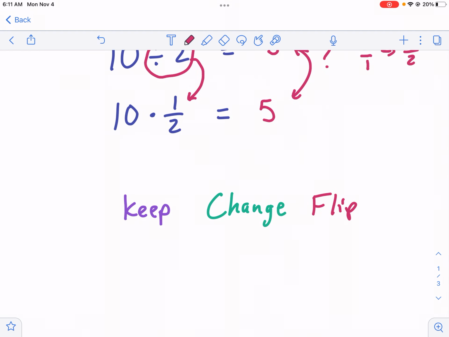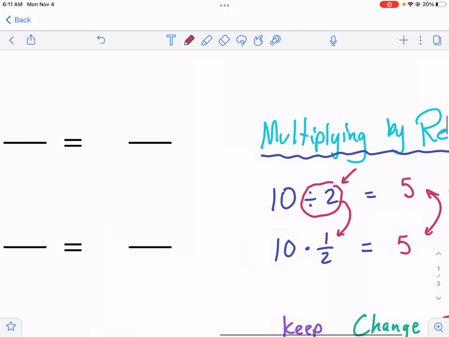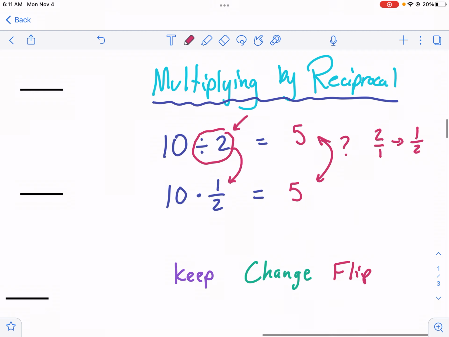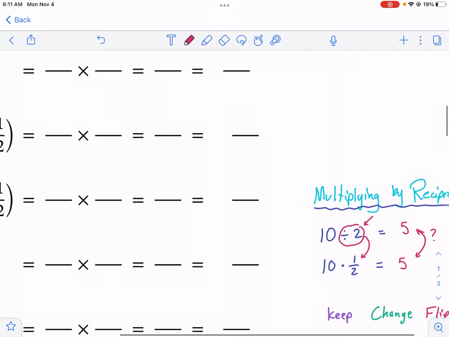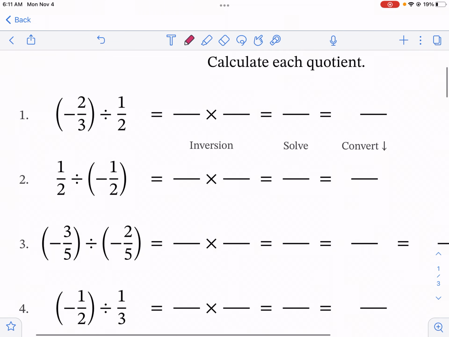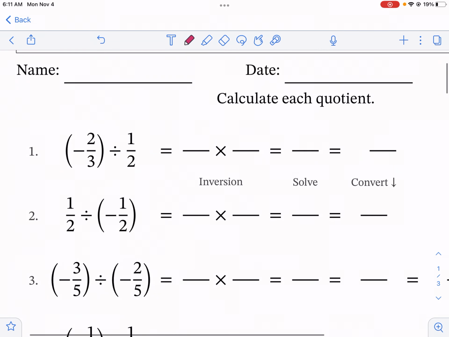That's kind of like the short, easy to remember way to go about dividing fractions. So multiplying by the reciprocal is the best way to remember. Keep, change, flip is the easiest way to remember. So let's apply keep, change, flip and multiplying by the reciprocal to these questions. We'll start with number 1.